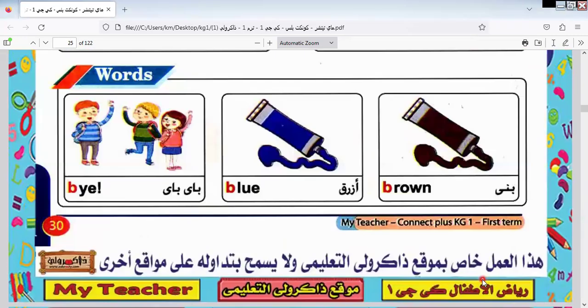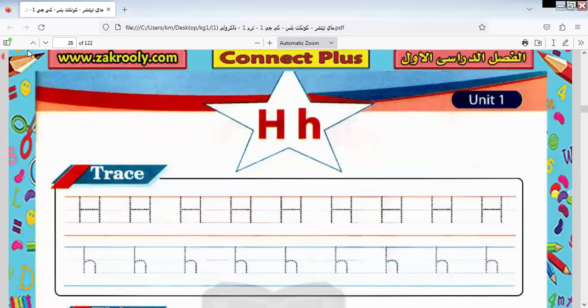Here we have capital H and small h. So today we took how many letters today? We took 2 letters. We took capital B and small b. And here we took capital H and small h. So this is capital H and small h and capital B and small b.